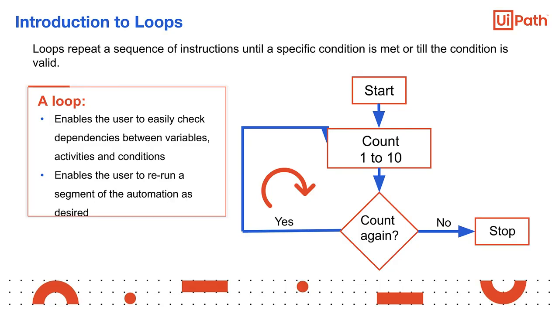At the instance when the user doesn't want to count again, he breaks out of the loop. Here, count 1 to 10 is the instruction. Count again is the condition. As long as the condition is met, the count continues.